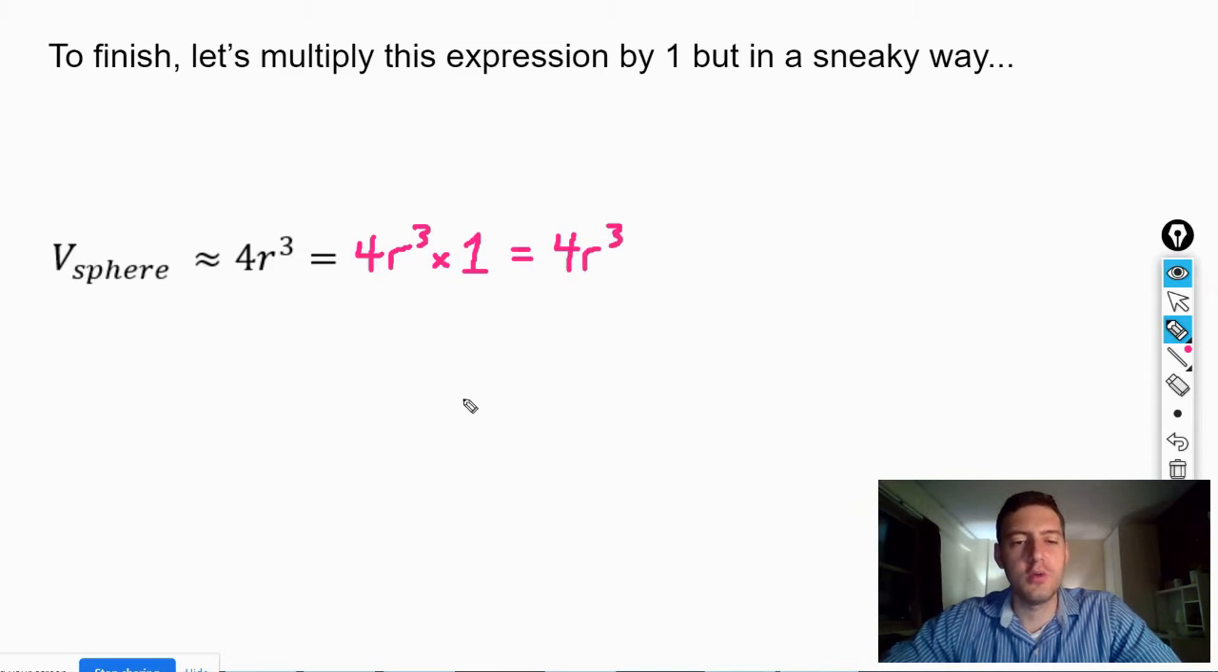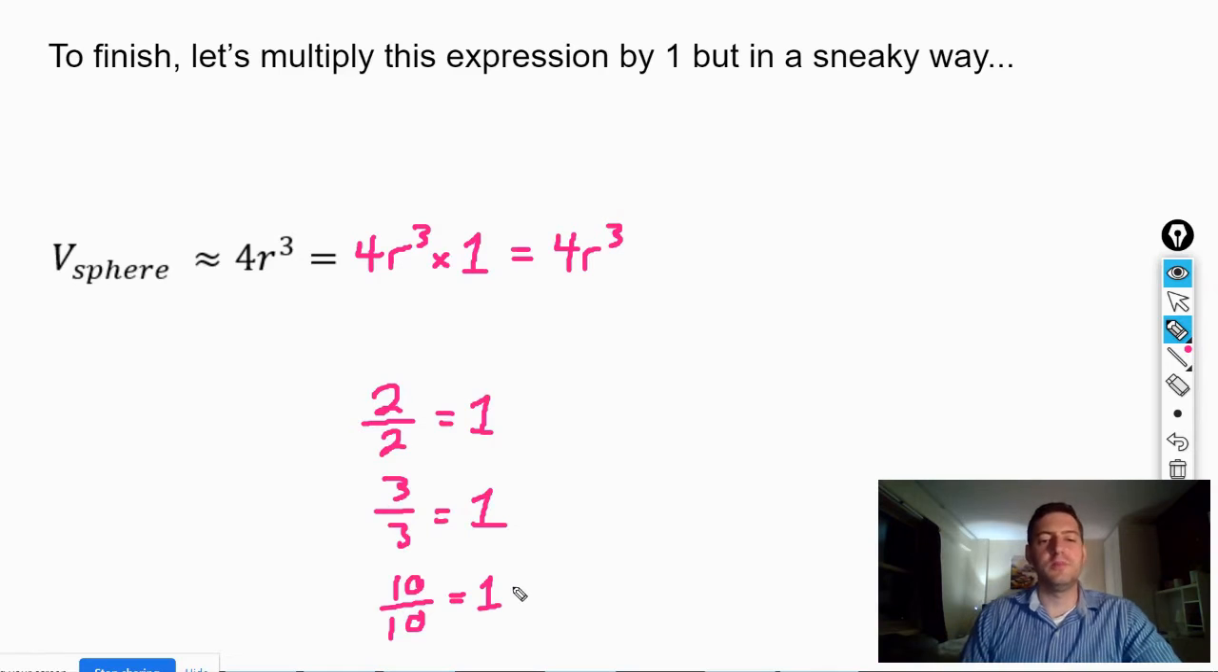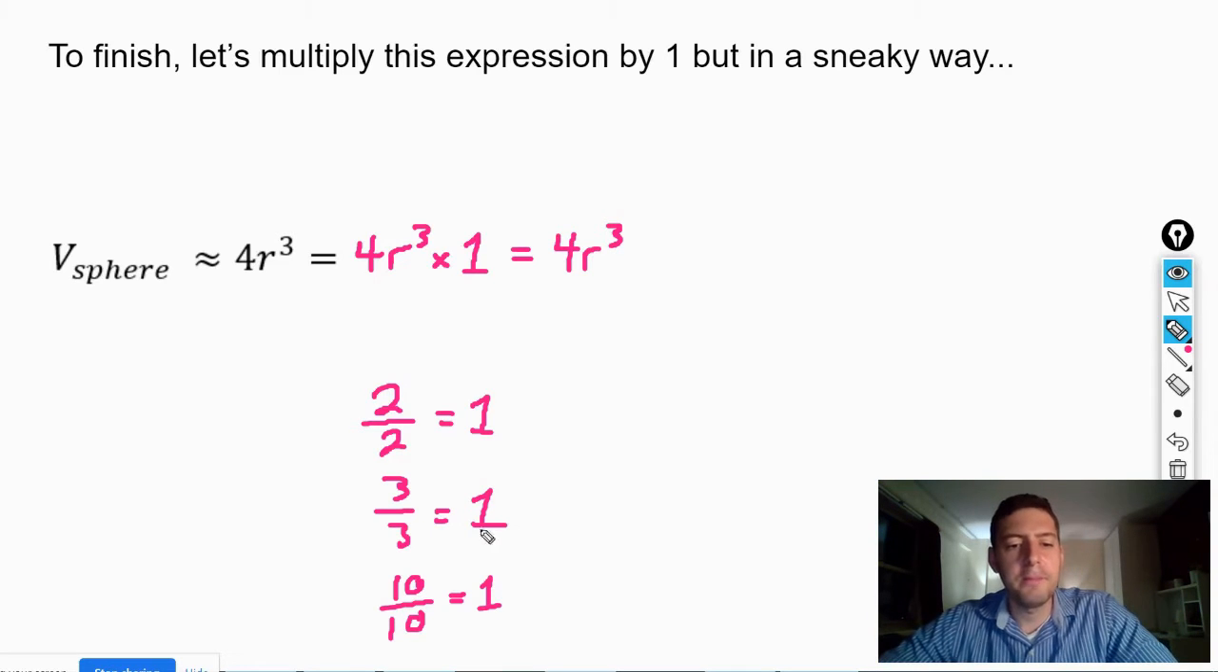Hopefully you'll also agree that anything divided by itself is 1. So, for example, 2 over 2 is 1, right? 3 over 3 is 1. 10 over 10 is 1. Anything divided by itself, 0 would be an exception. 0 divided by 0 is not 1. But anything divided by itself other than 0 is 1.